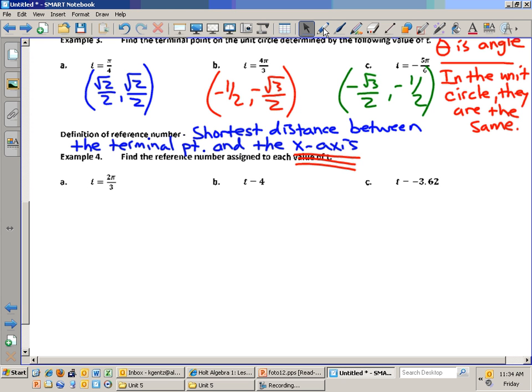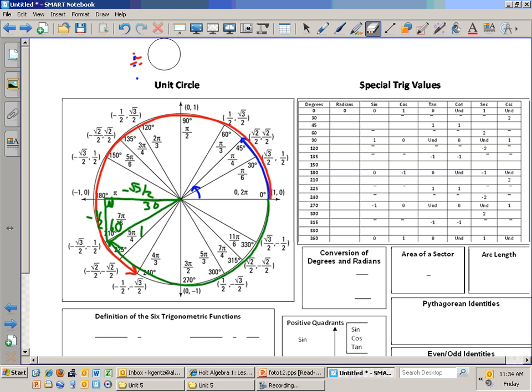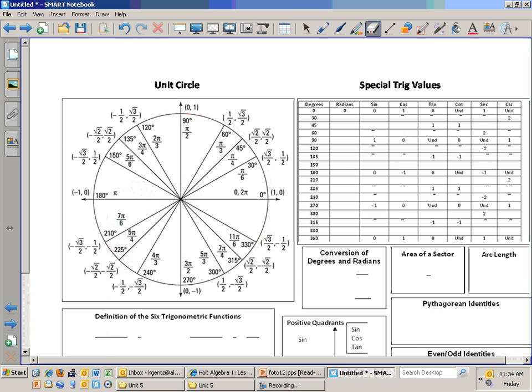So I want to find the shortest distance between the terminal point at 2 pi over 3 as well as the x-axis. So if we look at my unit circle and I look at 2 pi over 3, 2 pi over 3 would be right here. So is my shortest distance the blue or the red? The red. And what is the distance between pi and 2/3 pi?